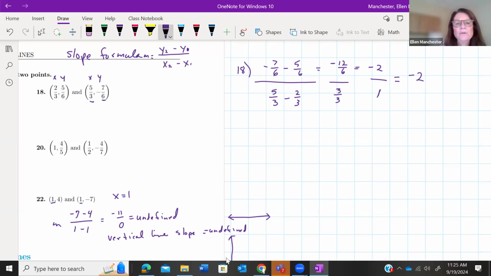Okay, and then number 19, last one. I'll let you get started on it. So now you have to find a common denominator.